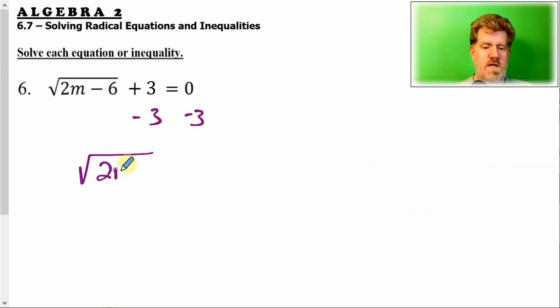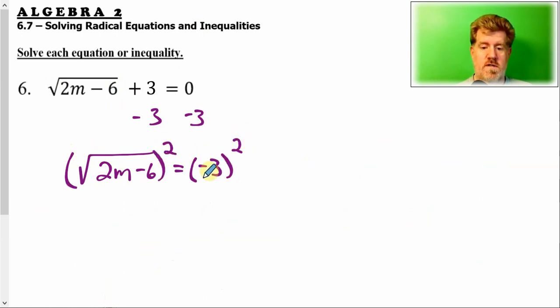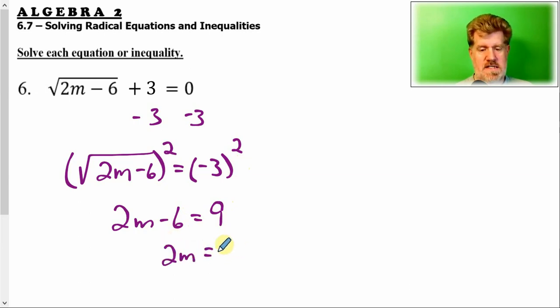So I get 2m minus 6 equals negative 3. What's the opposite of a square root? I mean, we square. 2m minus 6. Negative 3 squared. Be careful. Negative times a negative is a positive. All right. Add 6 to both sides. And what do we get there? If I add 6, I get 15. And divide by 2. Half of 15, 15 halves. Or 7 1/2 if you feel like it.